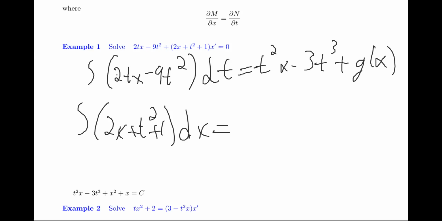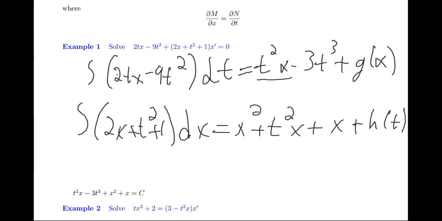Now let's integrate 2x plus t squared plus 1 with respect to x. This is x squared plus t squared x plus some function of t, which we'll call h of t. All right, so now let's combine everything. We have a t squared x.